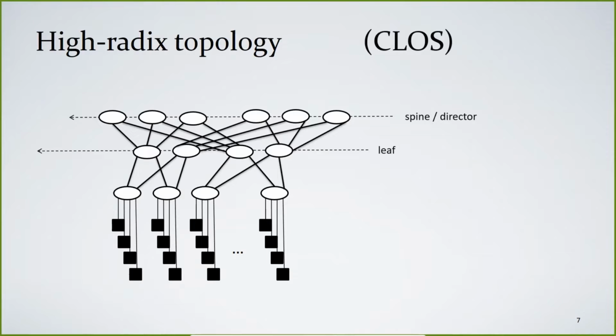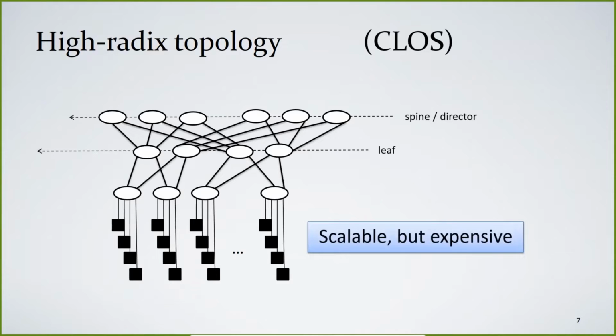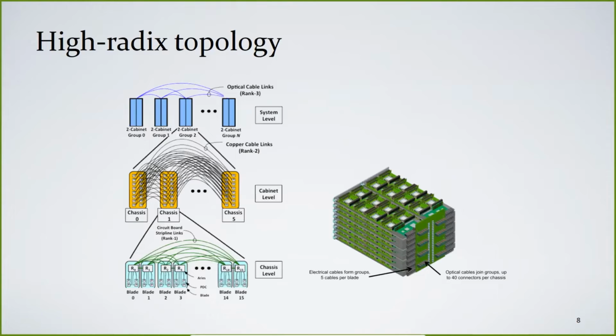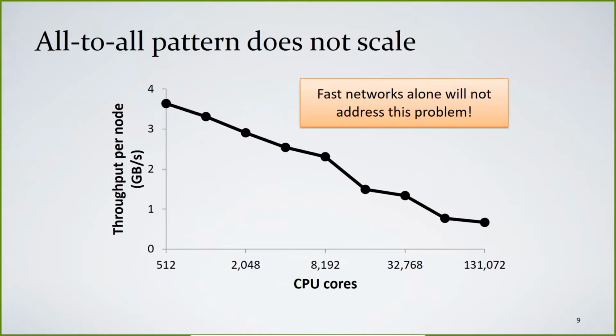Those start approaching what you may have seen as Clos topologies, with leaves and spines. You can make this scalable, but the point is that it becomes a lot more expensive to do so. Here, again from a slightly older system, this was a Cray system at Lawrence Berkeley, where you see exactly the same pattern repeated at different levels, all the way from cabinets down to the chassis, down to the individual blades, but still the overall same topology.